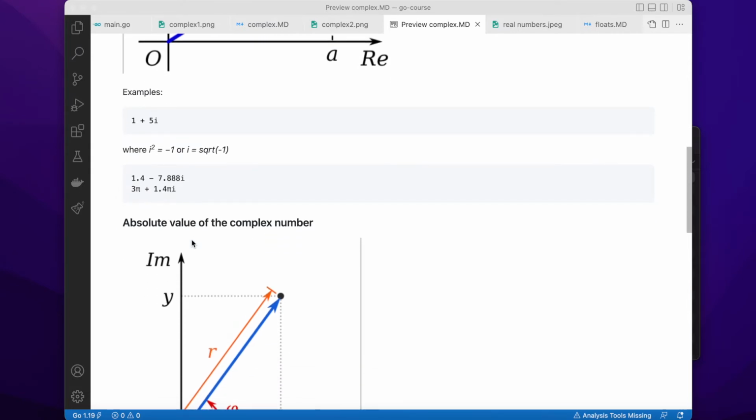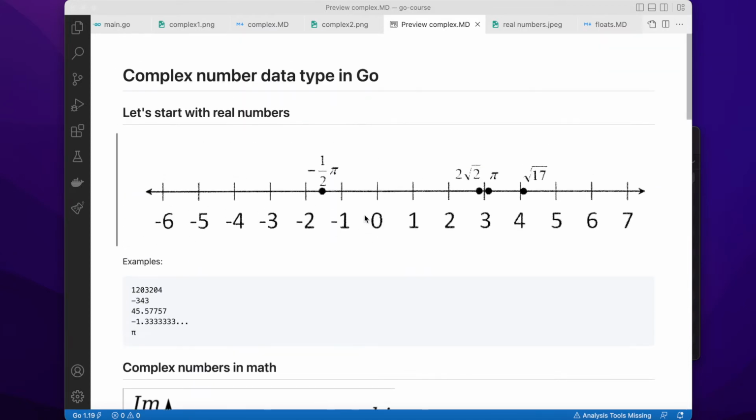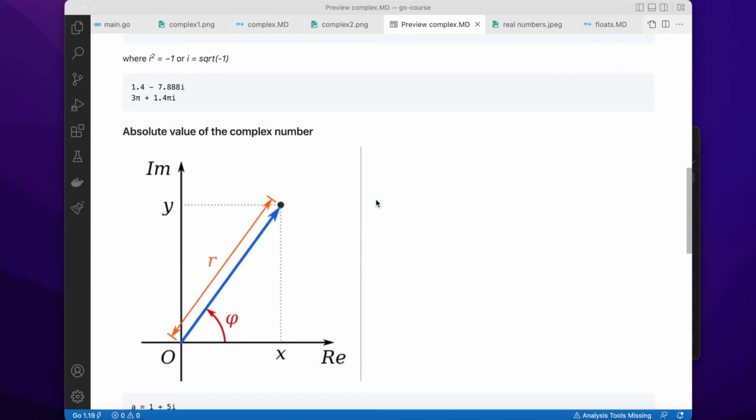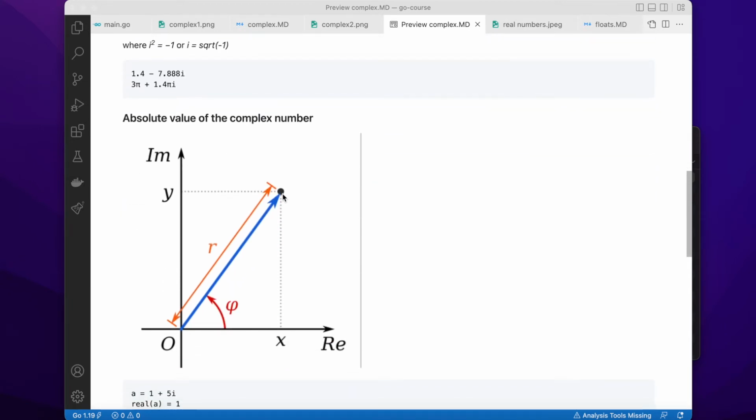And what is actually the absolute value for a complex number? Because for a real number, it's very easy. It's just the distance from the number to 0. It's actually similar for complex numbers. It's simply the distance from this number on the plane to 0. So it's simply the length of this vector.